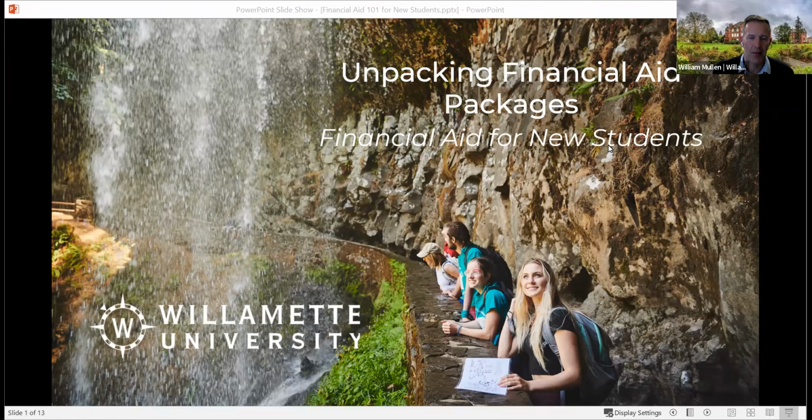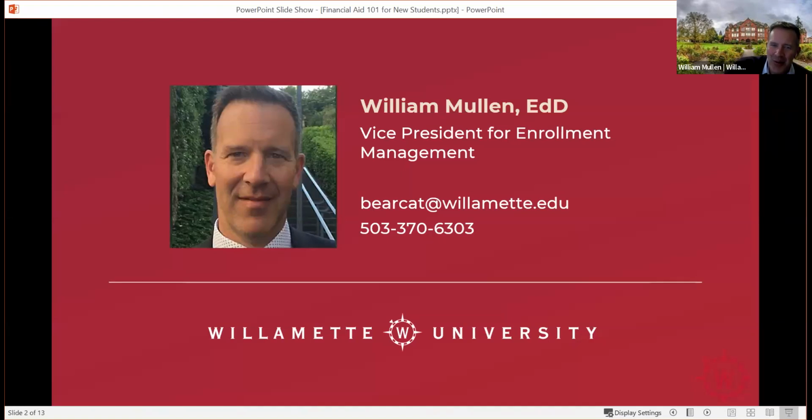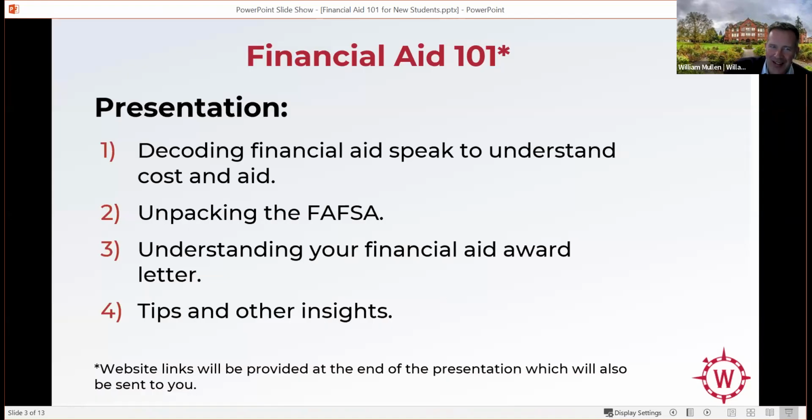So for today, I'm Vice President William Mullen at Willamette University. The first thing is just about some terminology, decoding financial aid speak, understanding differences between cost and aid. We're actually going to go into a PDF or the paper version of the FAFSA application. I'm going to show you that briefly. I'm going to pull up a Willamette University financial aid award letter, and we're going to go over that so you can see what that's going to look like. And then I'm going to offer some tips and a few insights into financial aid.